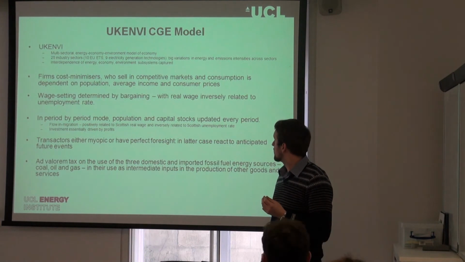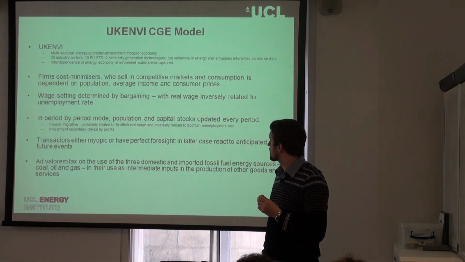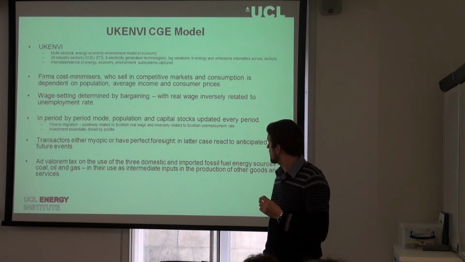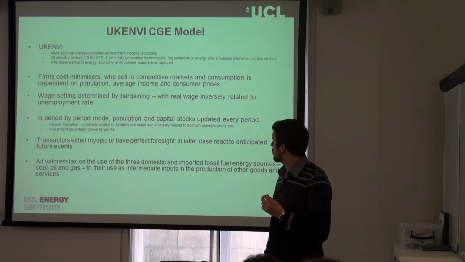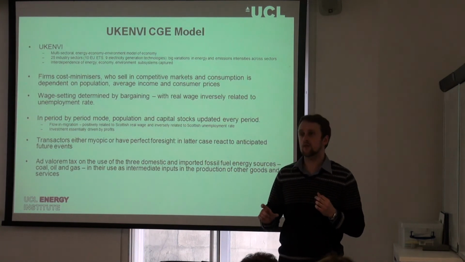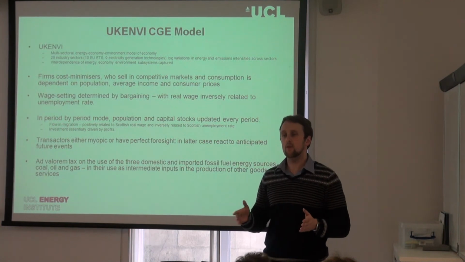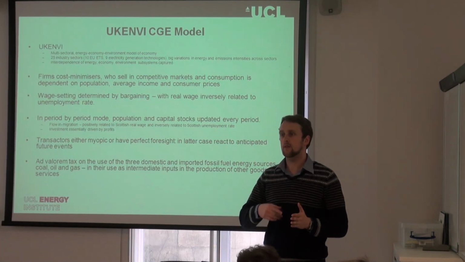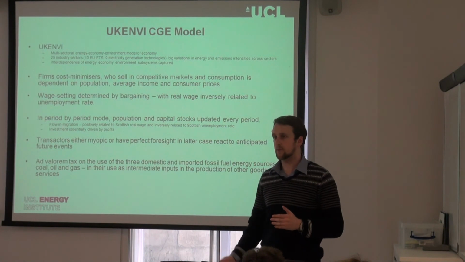Firms are cost minimizers within the model. Consumption is dependent upon population, average income, and consumer prices. Real wage in the model is inversely related to the unemployment rate. I don't think there is any migration within these scenarios. Basically the capital stocks are updated each period, so you run the model on a period by period basis, and you can run it over say 30 years, and each year the model recalibrates and updates the capital stock.